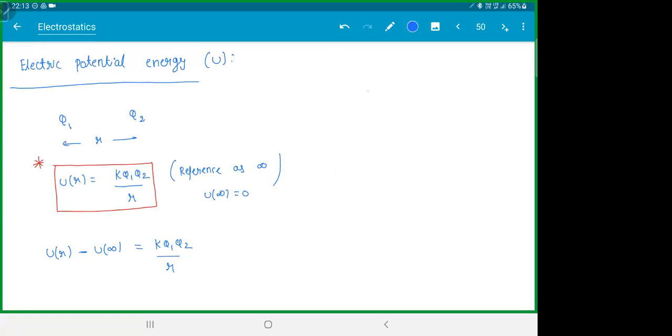Now, an example question could change like this. If someone says the potential energy at infinity is 1000 joules, then what is the potential energy between two charges? Then the potential energy between these two charges will be K Q1 Q2 by R plus 1000. Basically, you just change the reference, shifting of origin.